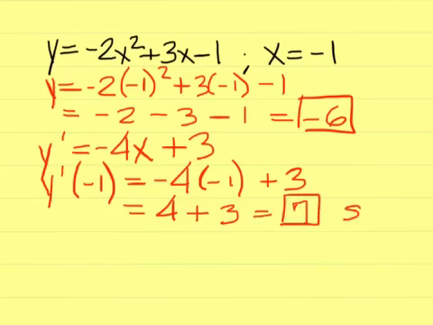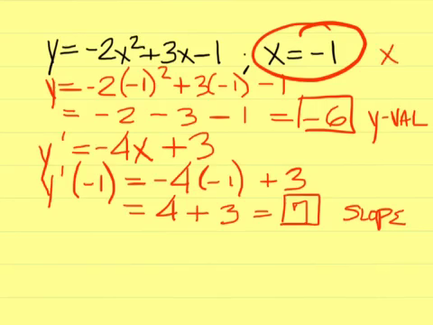Now that represents the slope. And this is going to be the y value. And we already have the x value up here. So from that, we can plug in y equals mx plus b to find the linear equation. Alright, so if y is negative 6, and the slope is 7, the x value is negative 1.